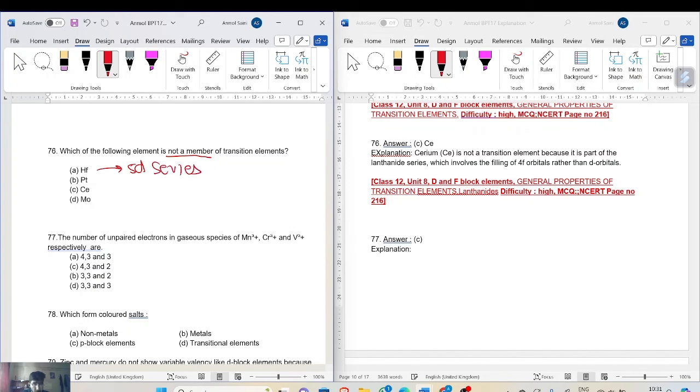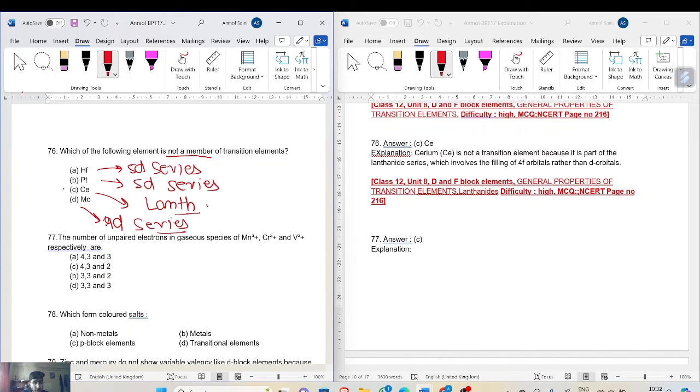And then Pt, platinum also belongs to the 5d series. And then cerium belongs to the lanthanoid series. Okay, and then molybdenum belongs to the 4d series of transition elements, and platinum to the 5d series of transition elements, and this Ce belongs to the lanthanoid series.